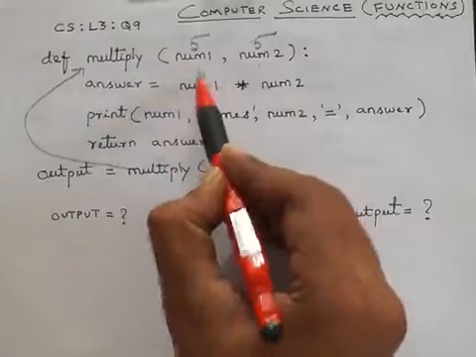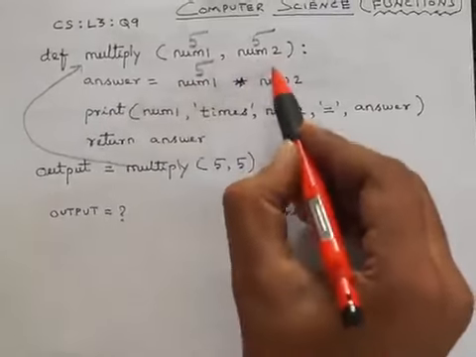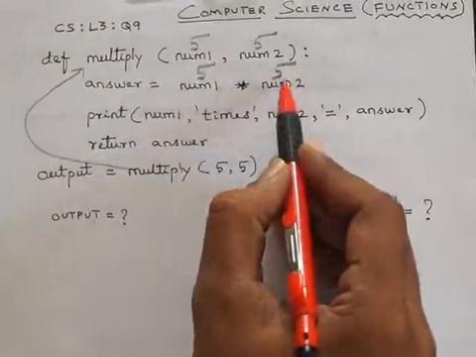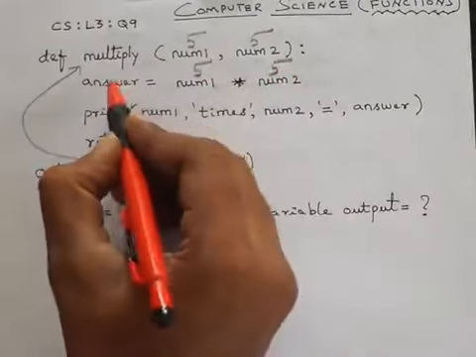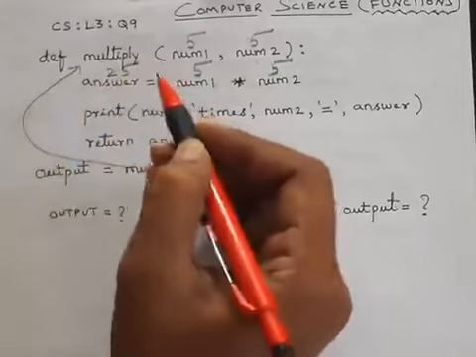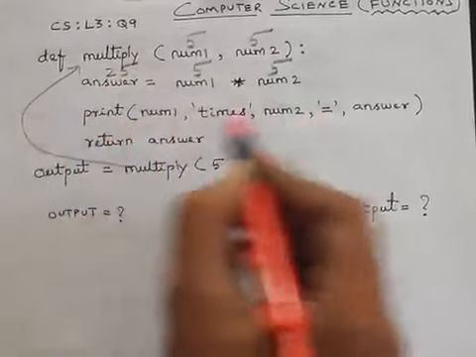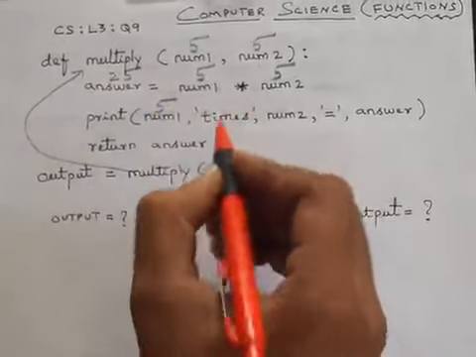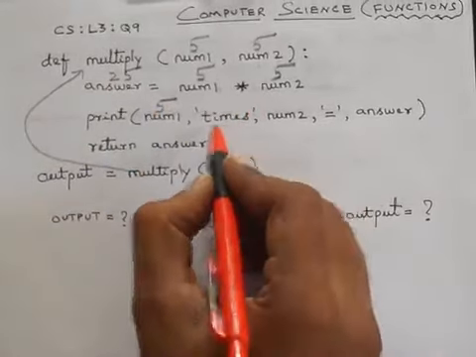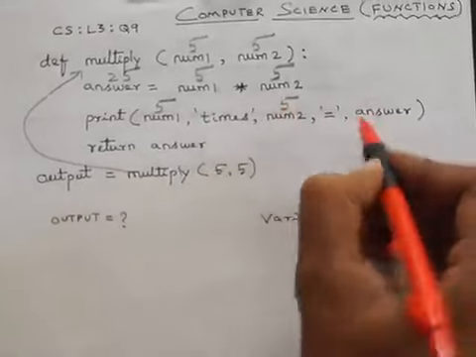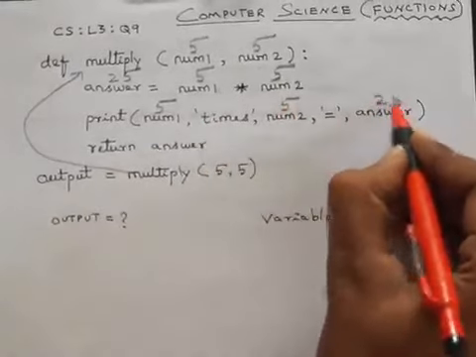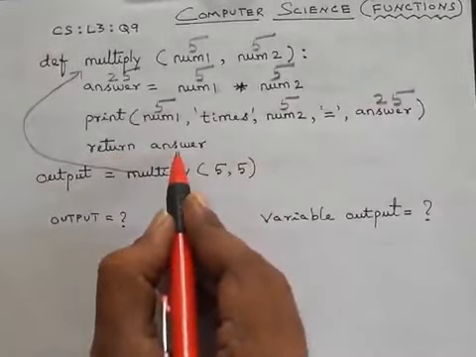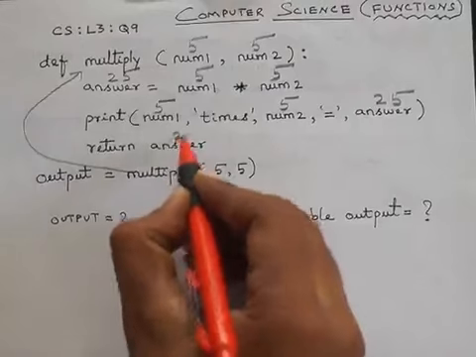Num1 value will be 5 and num2 will be 5. So 5 5s are 25. The value 25 will be stored in answer. Then something will be printed here. So what's the value of num1? It is 5. Then num2 value is 5. Then answer value is 25. Then return answer means return 25.